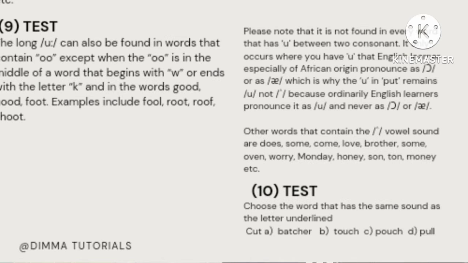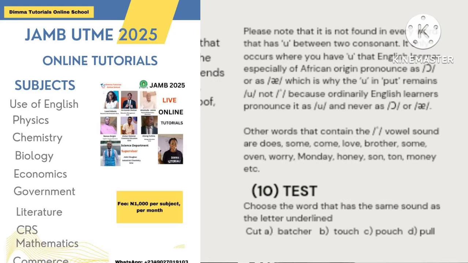turn, money, etc. Now, these words contain the R sound in the letter O in them, okay? Now, you have a test here. Choose the word that has the same sound as the letter underlined. We have cut, okay? Now, you already know that the U in cut should be pronounced R. Now, option A, we have butcher, B, we have touch, C, we have pouch, and D, we have pool. Now, which one is the correct answer?